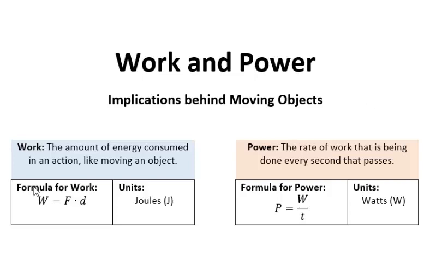Okay. The formulas for work and power are: work equals force times distance, and power equals work divided by time. The units for work are joules, which is a capital J, and the units for power are watts, which is a capital W, or also horsepower, which is HP, but we don't use that one that much. We use more the standard unit of watts.